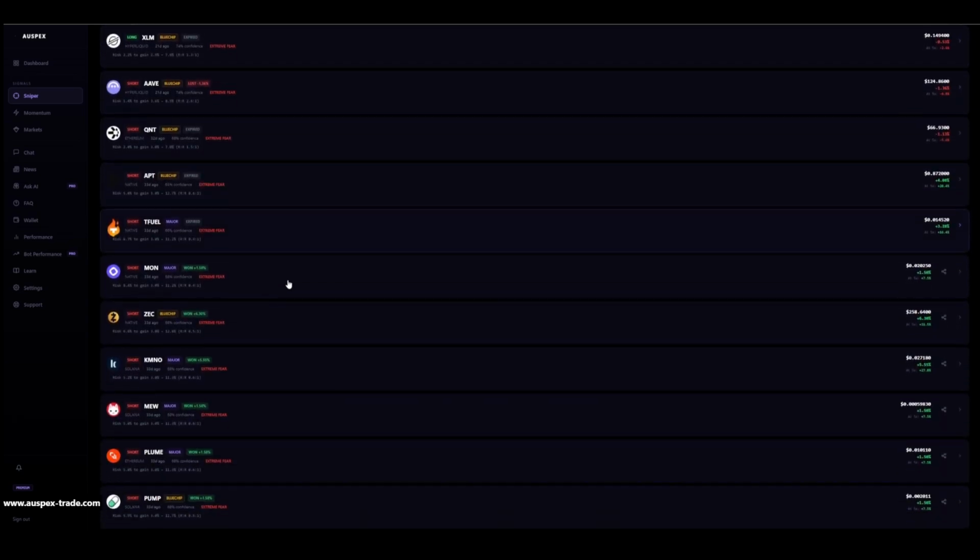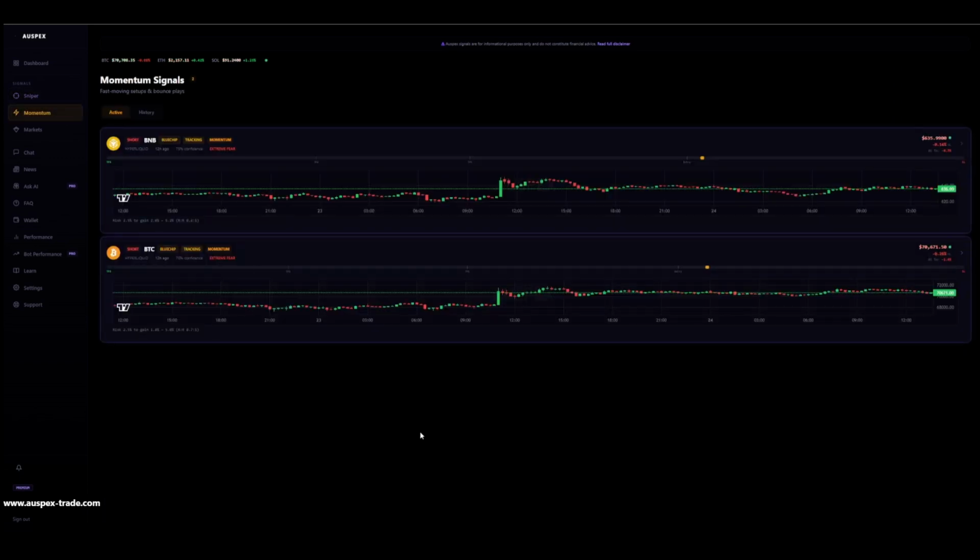Next, click on Momentum. Momentum signals are fast-moving setups and bounce plays, shorter-term opportunities. Each signal shows the asset, direction, long or short, confidence level, and a live TradingView chart with entry, stop loss, and take profit levels clearly marked.